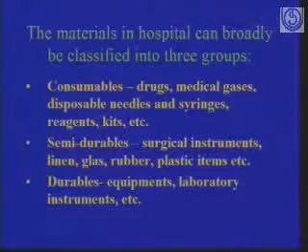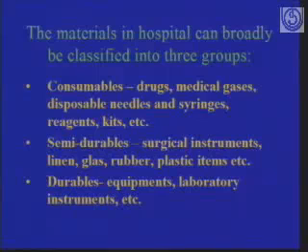Now, the materials in a hospital can be broadly classified into three groups. First, the consumables, which can be used only once and are then consumed, like drugs, medical gases, disposable syringes, needles, reagents, kits, etc.